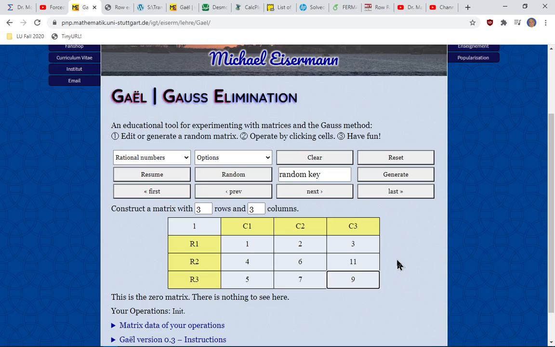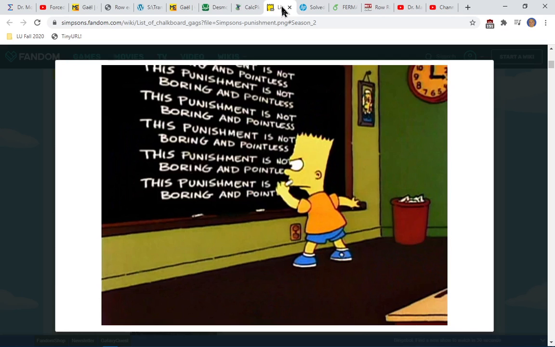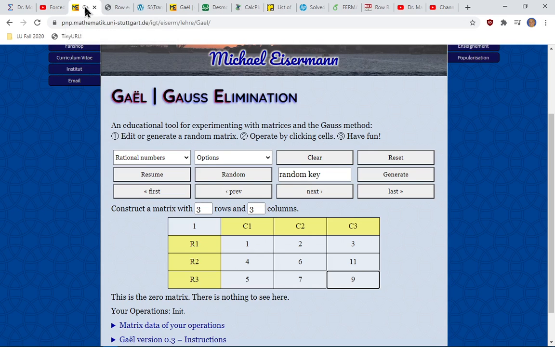So it's not going to be what we saw with what Bart was saying. We have to keep Bart always happy. This is not boring and pointless. It is actually something meaningful.